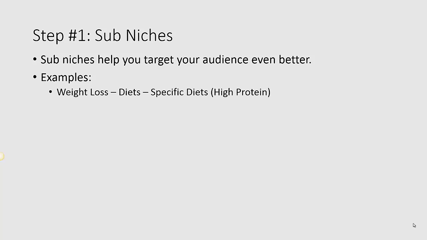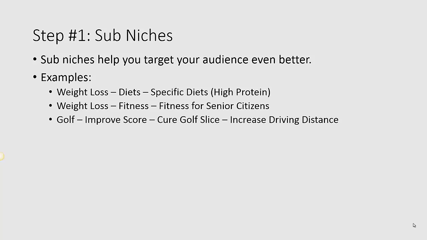Here are some examples. Weight loss as a whole could encompass dieting, and inside dieting you've got specific diets like a high protein diet or the fad diets that you see people talk about. Inside weight loss you've also got fitness. A whole other realm of weight loss is fitness for senior citizens. That takes it a step further. Those are ways that you could further niche this product out so you can target people even better.